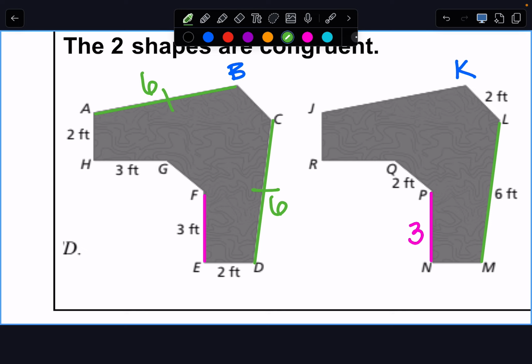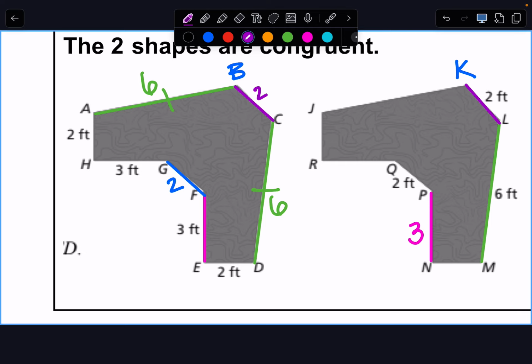I don't have side GF. But do we know what side GF is? We know that it's 2 because of QP right here. Okay. And what about BC? Also 2 because of KL over here.